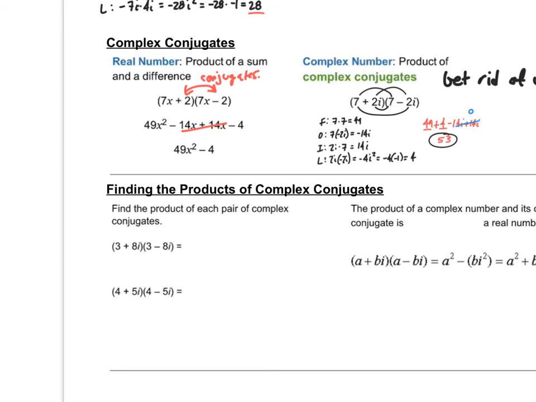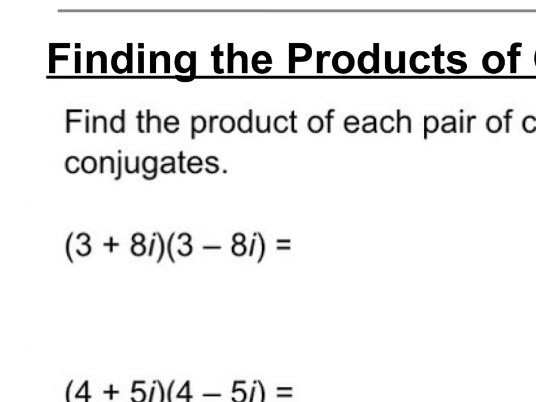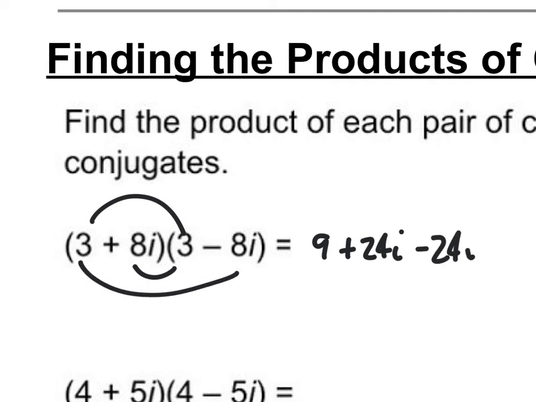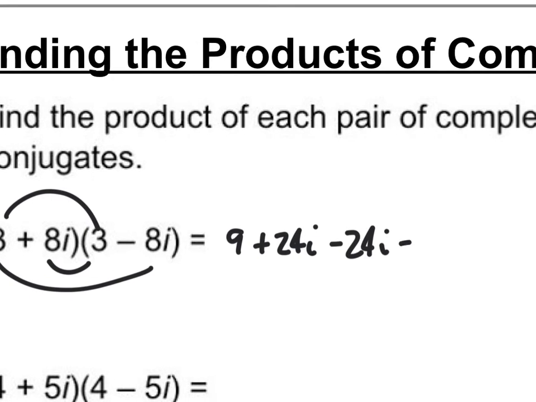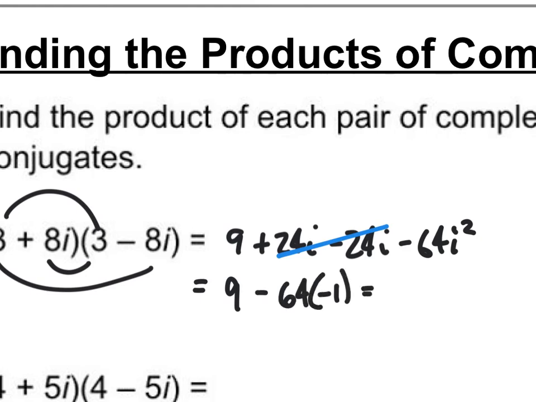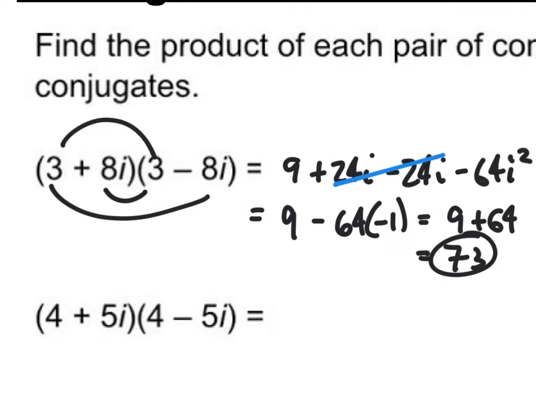Let's go ahead and do these real quick. I'm going to multiply these together. This is going to give me 9 plus 24i minus 24i, those add to 0, and then we get minus 64i squared. So these two terms add to 0. We're left with 9 minus 64 times negative 1, so that's going to give us 9 plus 64, which gives me a value of 73. Notice how we got rid of the i's, and that's the point.